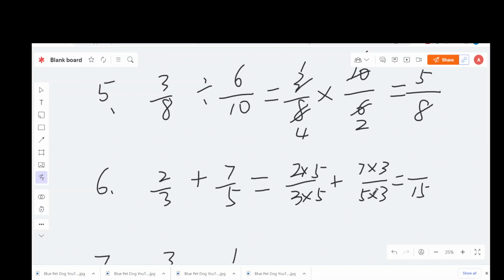This 5 times 3 is 15. This 2 times 5 is 10. 3 times 7 is 21. 21 plus 10 is 31. But this is an improper fraction, so we change to a mixture fraction. So 2 and 1 over 15.